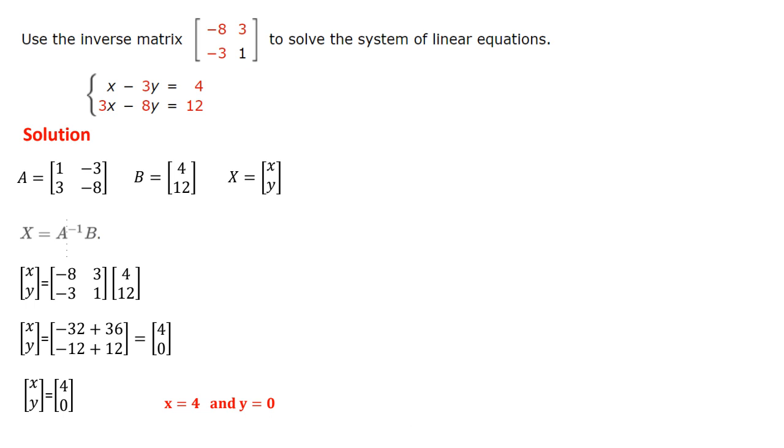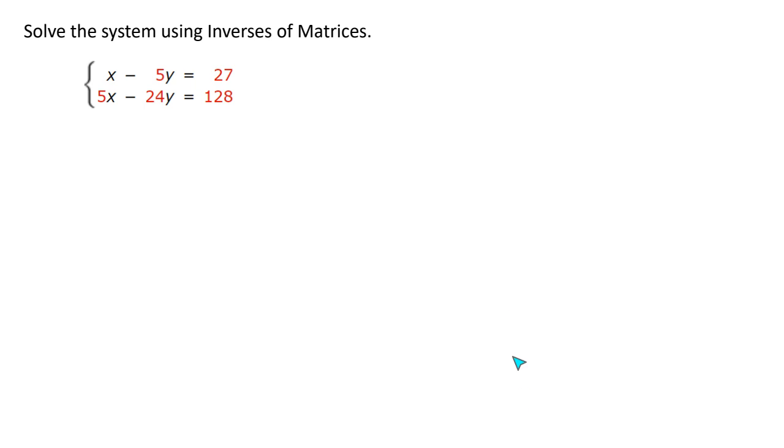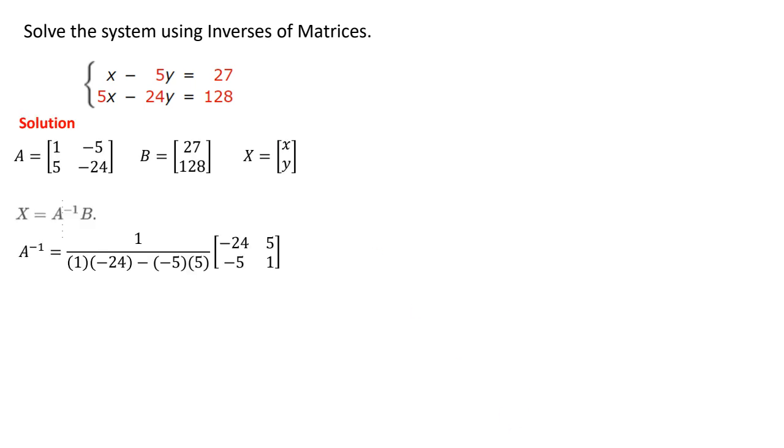So again, we do have all the other methods, right? We have substitution, elimination from chapter 7. We have the Gauss-Jordan from chapter 8.1. And now we have the inverse here. Let's try this example. So it says solve the system using the inverse. So again, you need the A first, 1, -5, 5, -24. B is your 27 and 128. Then you have your X and Y.